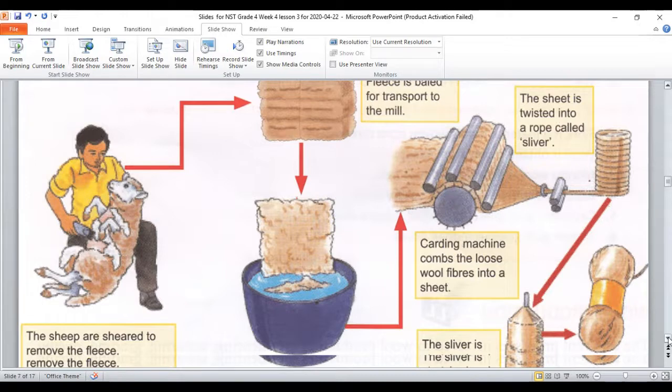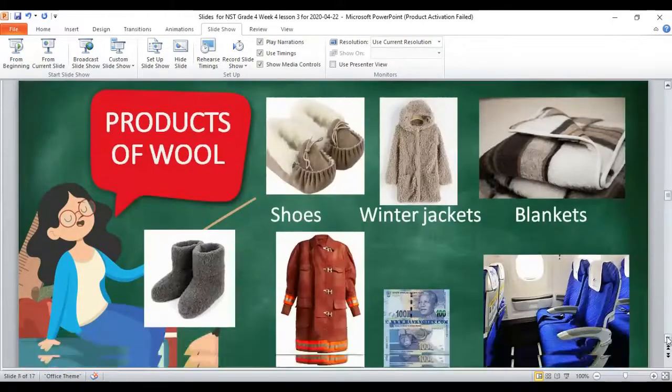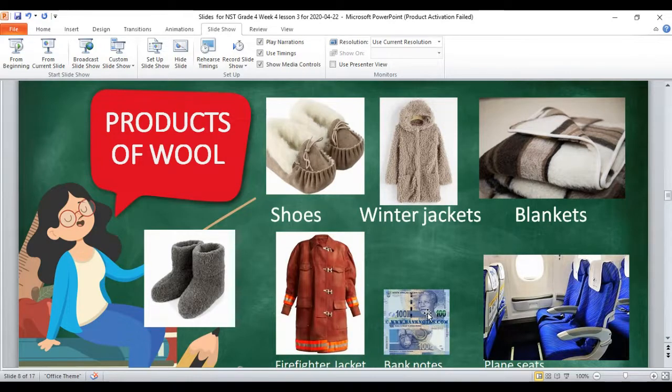Yes. Now in this slide, as you can see here, we have different products of wool. You can see the products of wool in front of you. Firstly, let's start with your shoes. You know those fluffy shoes, very nice shoes you wear when you wake up in the morning. The morning slippers. Most of them are made from wool.